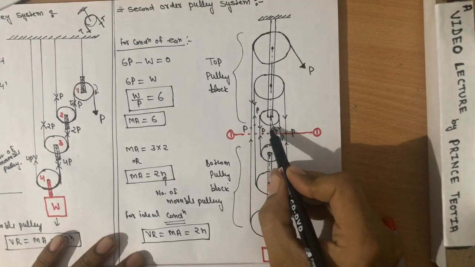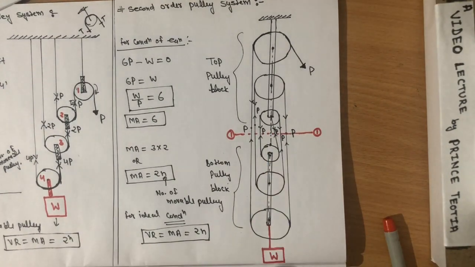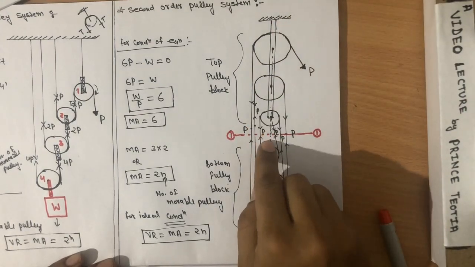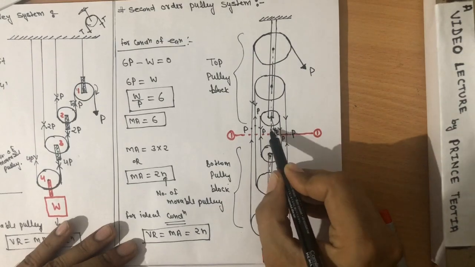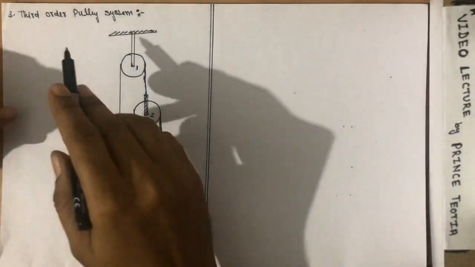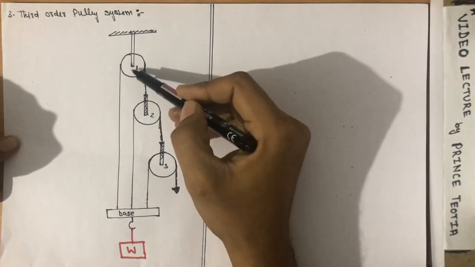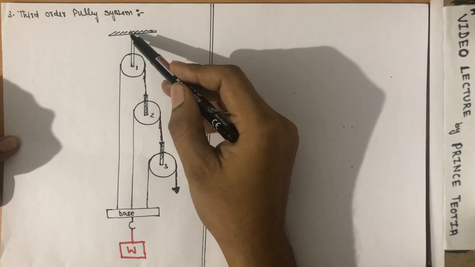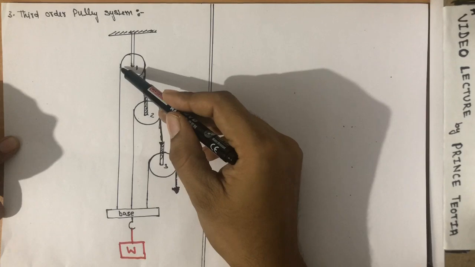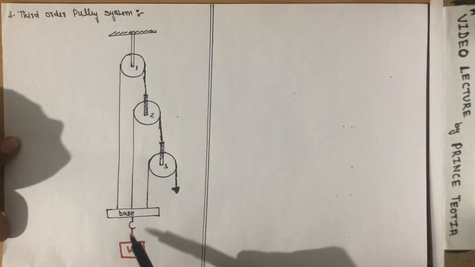And these are only dotted lines. So this is a different system, these are not connected, this is only the dotted line. This is the third order pulley system. So this is the one pulley that is fixed at this point, and this is second and third, and the string will attach to the base. The load is hung on this base.